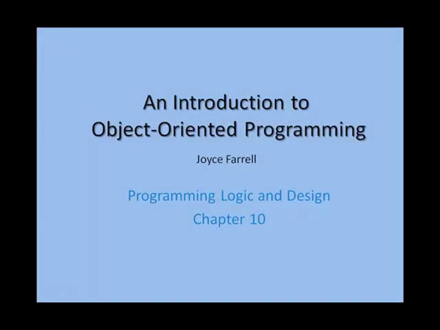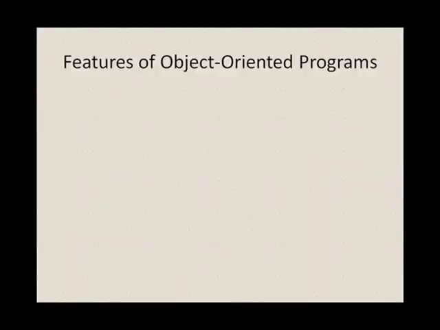This is an introduction to object-oriented programming. The features of object-oriented programming languages include several that are not included in procedural programming languages. For example, object-oriented programs have classes. Classes are categories of objects. They also have objects. Objects are instances of classes.